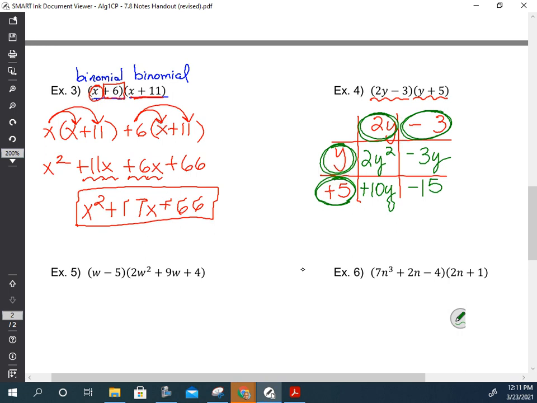So we finished our multiplying. Any questions on the multiplying part? Let's see. Trent, go ahead. Nope. So if you set yours up as 2y minus 3 and y plus 5, you should get the same answer.